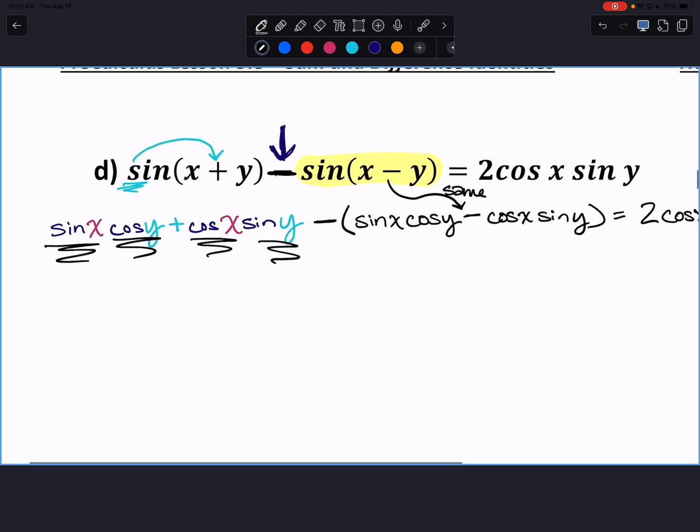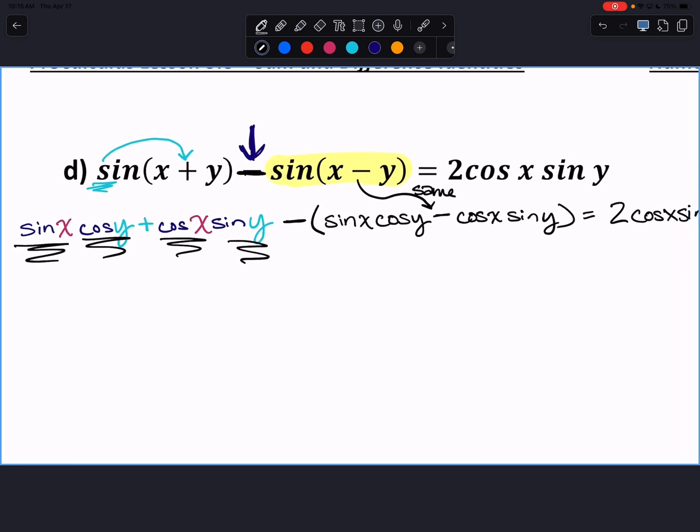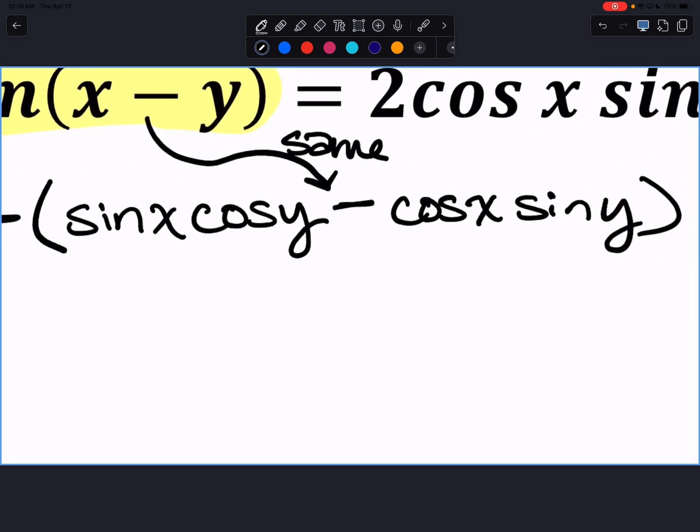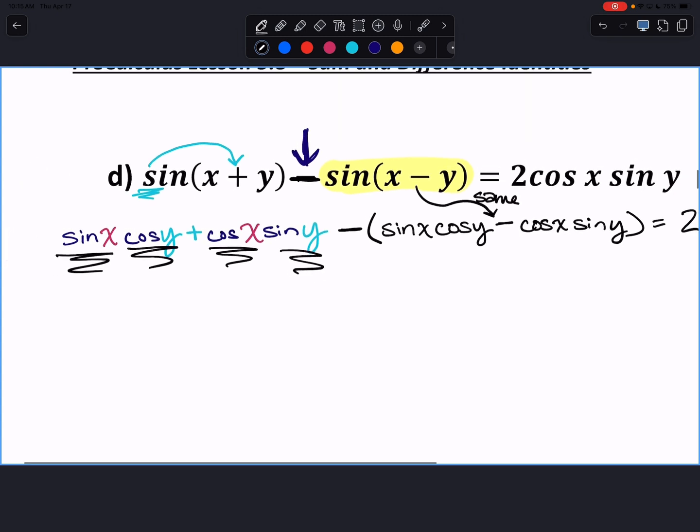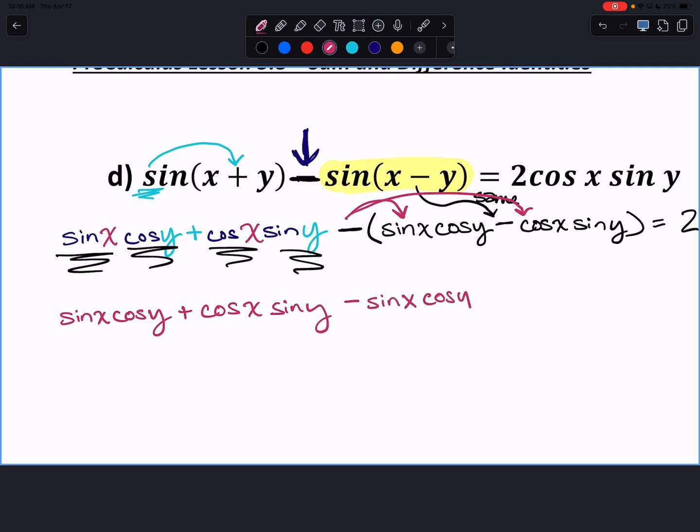If you look at the next piece, can you combine those? No. Again, not the same thing. So the only thing we have left that we can actually try to do is distribute the negative, right? So we're going to have sine of x, cosine of y, plus cosine of x, sine of y, and then minus sine of x, cosine y, and then minus the negative is plus cosine x, sine y.